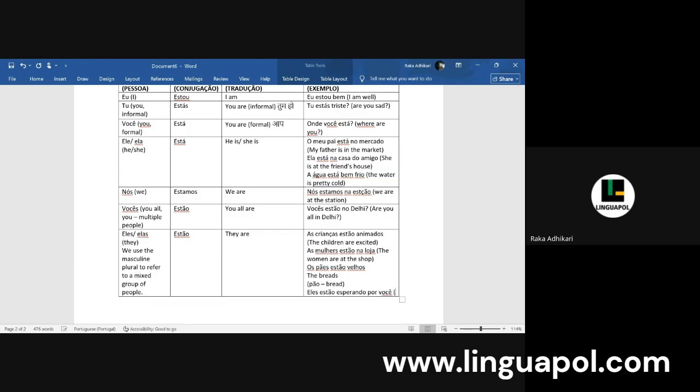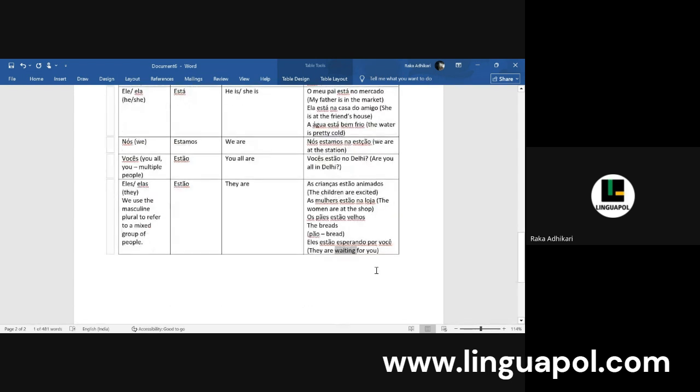It means they are waiting for you. Eles estão esperando por você. They are waiting for you. So in this case, you can see we are using the continuous tense, waiting, the ing form.